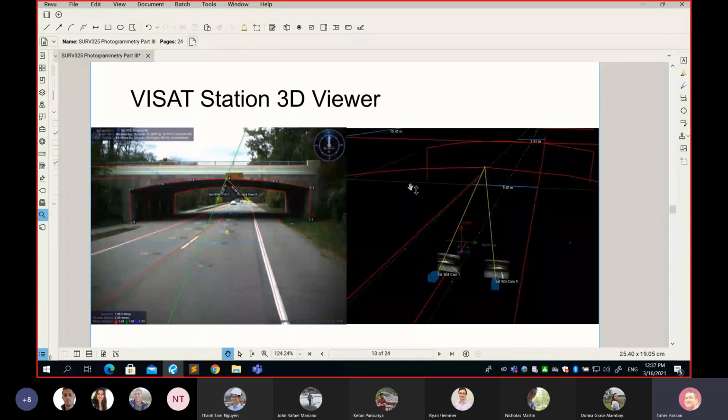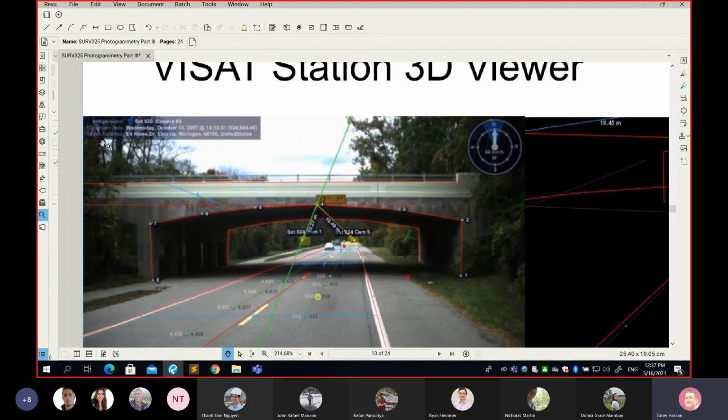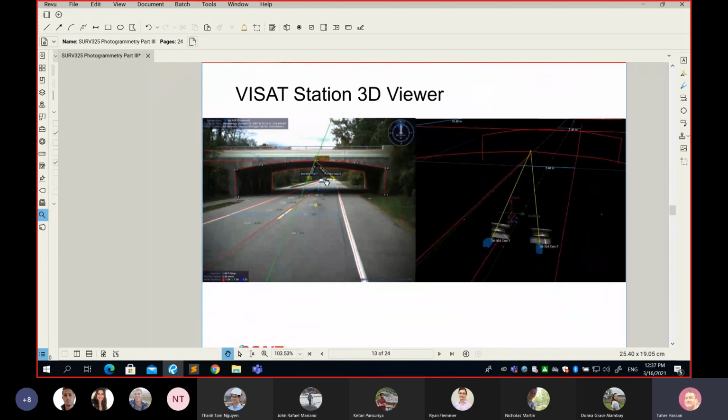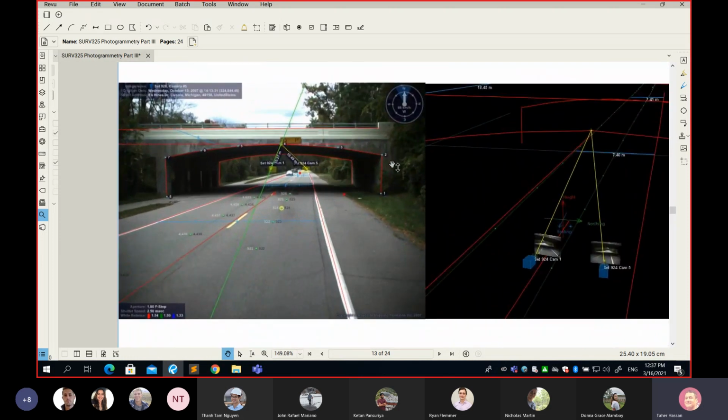Now, for example, I am driving my car on the street. I capture these images. Again, if you zoom in here, do you see what's here? It tells you the location. It tells you the date it was taken. Now, when you look at this image, you can see there is a bridge. Can we measure the clearance of the bridge? Can we do mapping of the bridge?